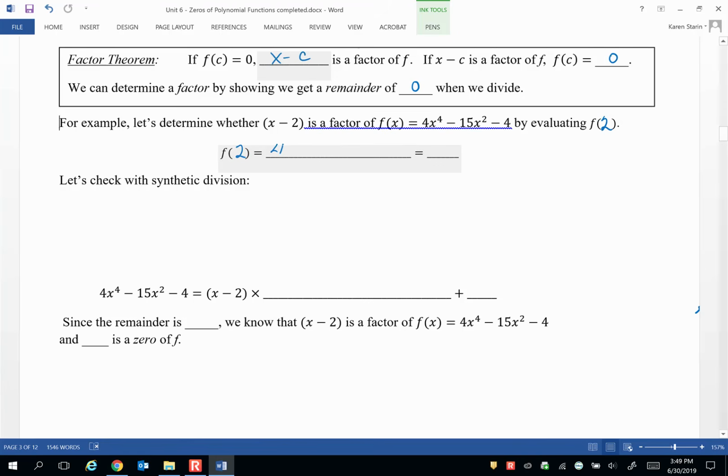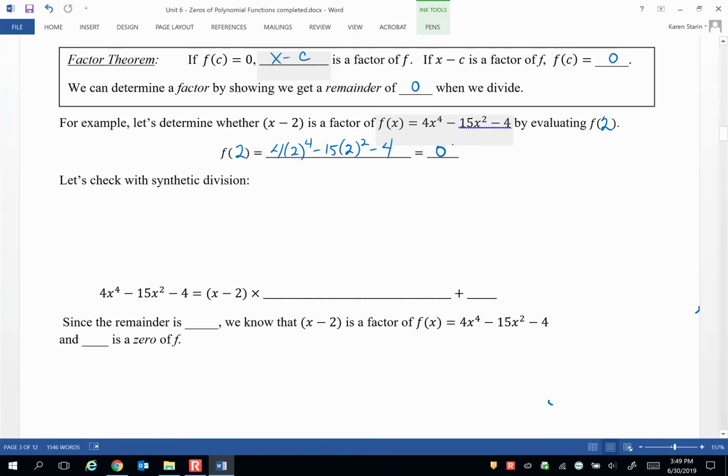We take 4 times 2 to the fourth minus 15 times 2 squared minus 4. Well, let's see, 2 to the fourth is 16. 16 times 4 is 64 minus 4 times 15. So we have 64 minus 60. So that's 4 minus 4. 4 minus 4 is 0.